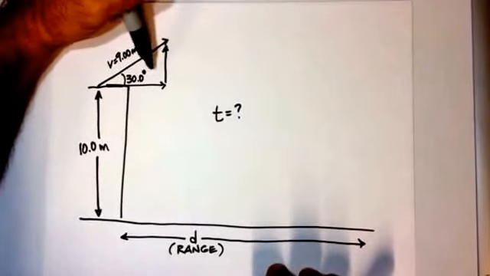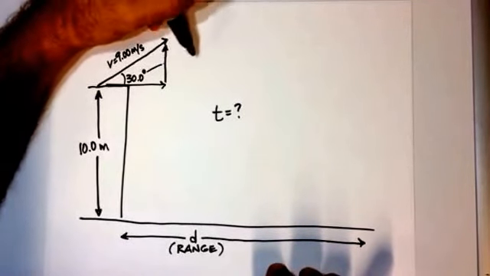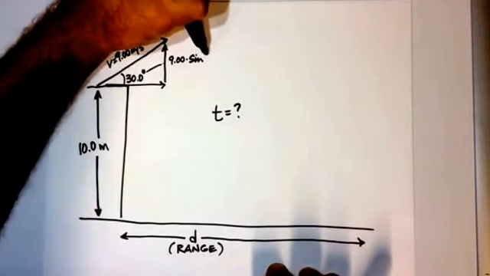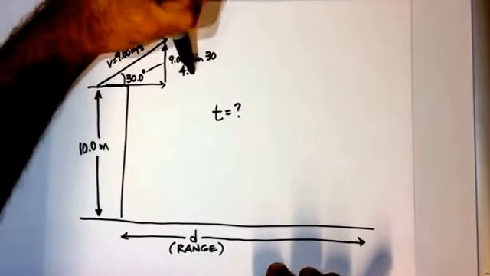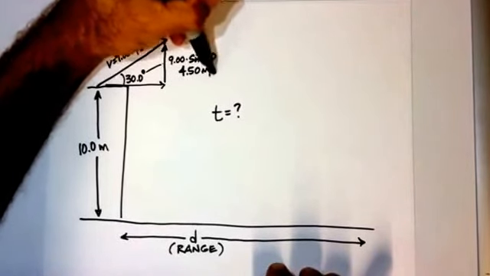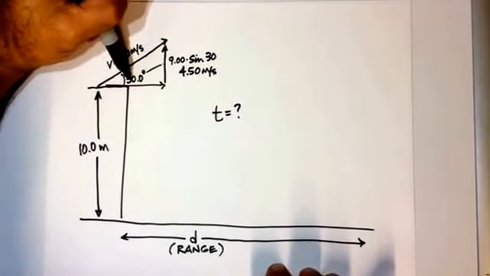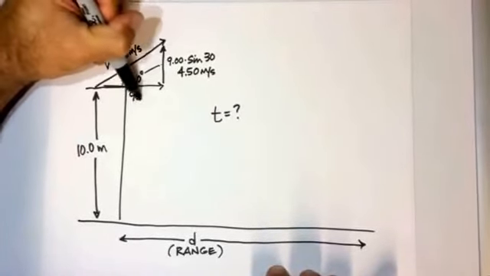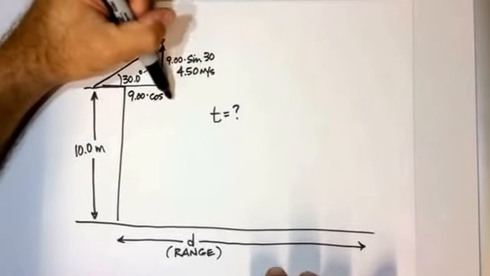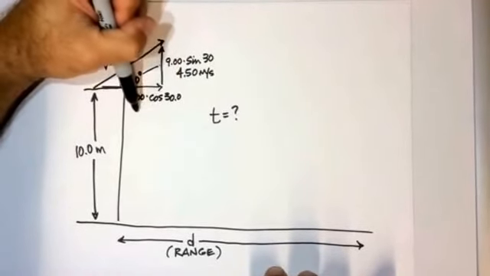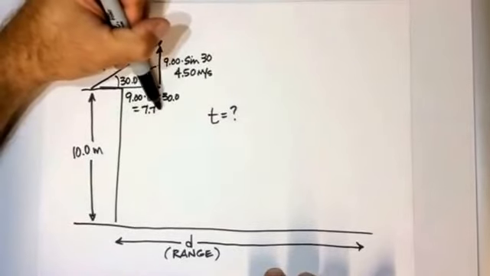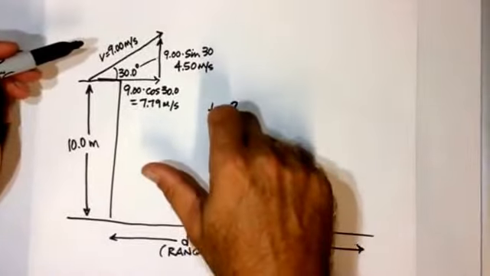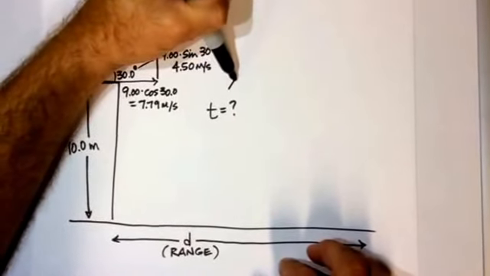So the vertical component, being as it's opposite the 30-degree angle, will be 9 times sine 30, which is equal to 4.5 meters per second. And the adjacent side, adjacent to this 30-degree angle, will be hypotenuse 9 times cosine 30, which is equal to 7.79 meters per second.